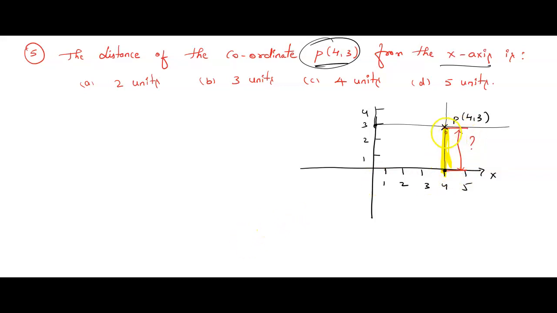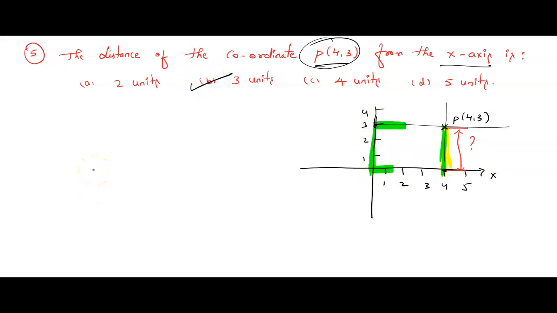Understood? We can see here this line from here to here, what distance we have. Here to here also we have the same distance because these both lines are parallel. Yes, can you see here what is the line? 1, 2, 3. From 0 to this point, what is the distance? It is 3 units, correct? So option B is the answer.